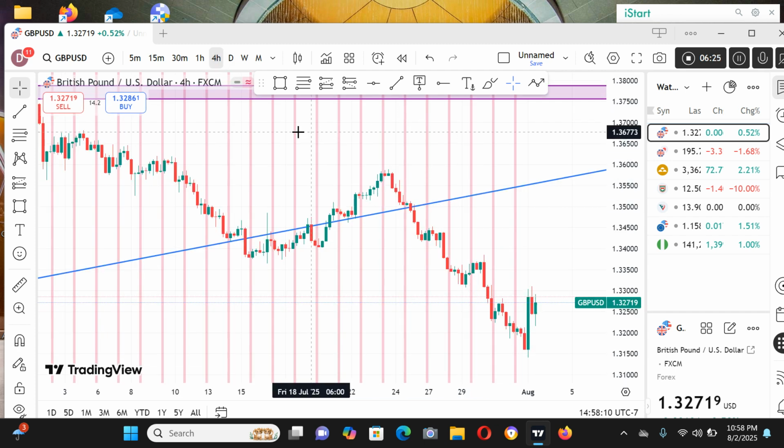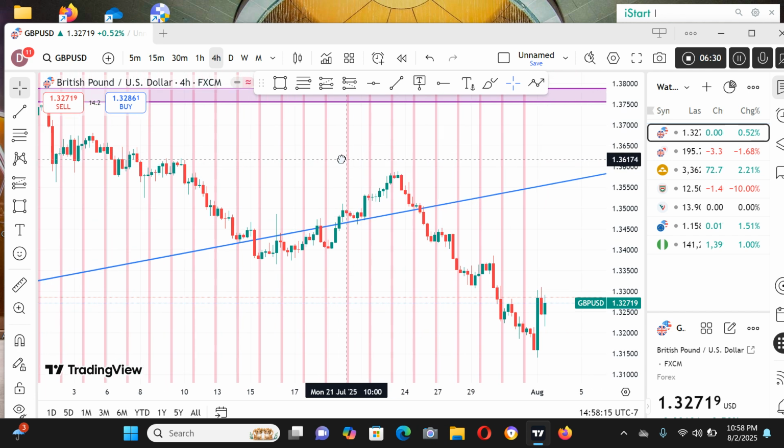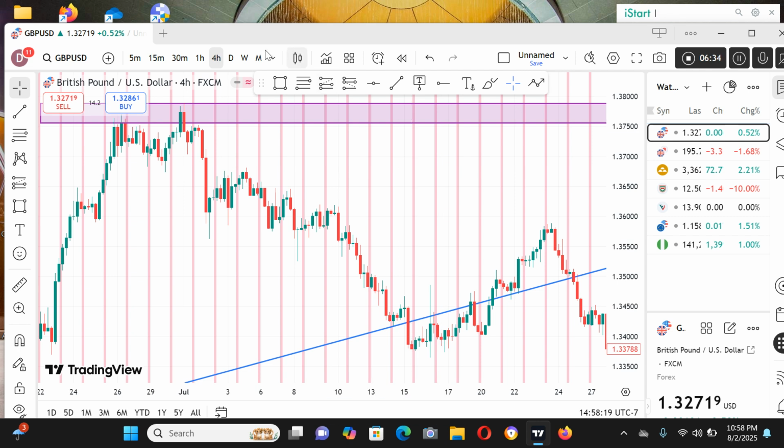On the 4 hour time frame, you can see that the market is actually going down. We can draw a trend line from here.